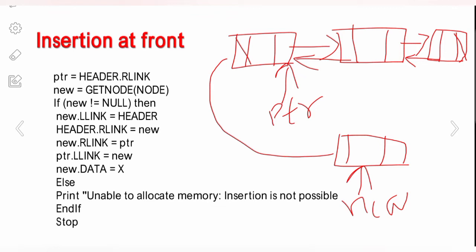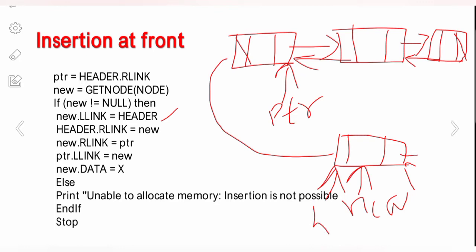So new dot right link is equal to pointer, so the pointer will point to this one. And pointer dot left link equals new. Sorry, here new dot left link equals header. That means we are going to make the new node's left link point to the header. By this statement, the header pointer will start pointing to the new node. So here the header will point to this node.